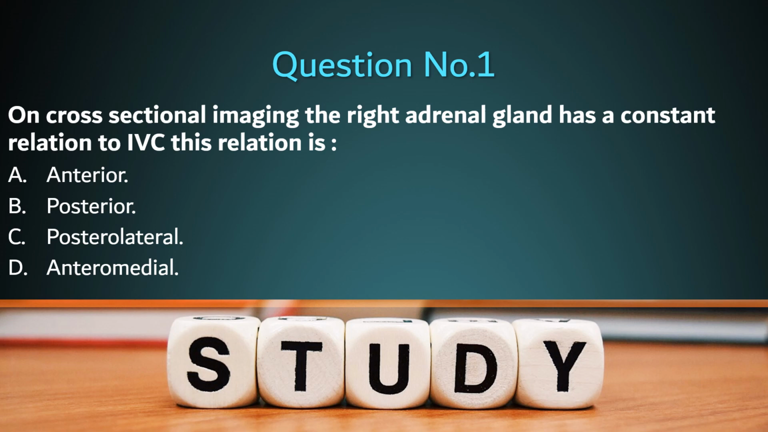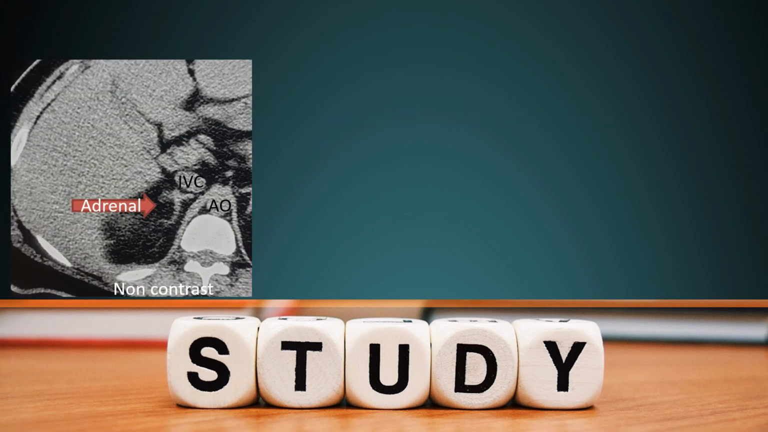Question number 1. On cross-sectional imaging, the right adrenal gland has a constant relation to the IVC. Is this relation anterior, posterior, posterolateral, or anteromedial? On this non-contrast axial CT, at the level of the adrenal gland, the IVC is located anterior to the adrenal gland, which is indicated by the red arrow.